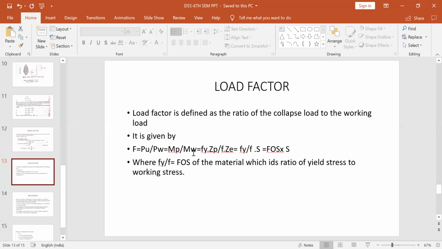Plastic moment by working moment. So what is plastic moment? Fy into Zp. What is working moment? F into Z. Here the working moment is not Fy. Remember this, because it has not reached the yield stress.